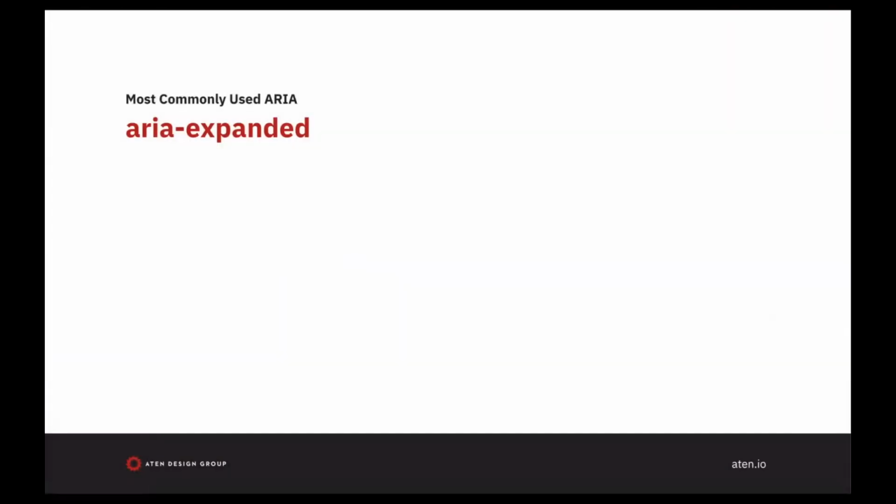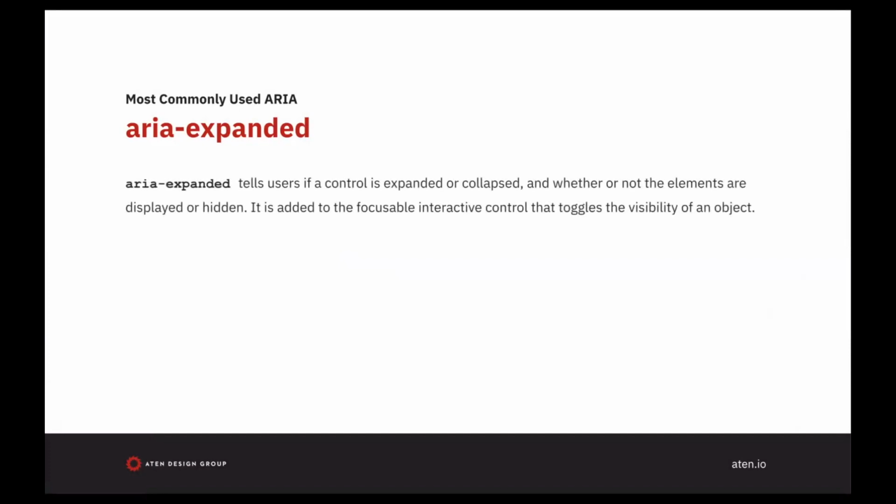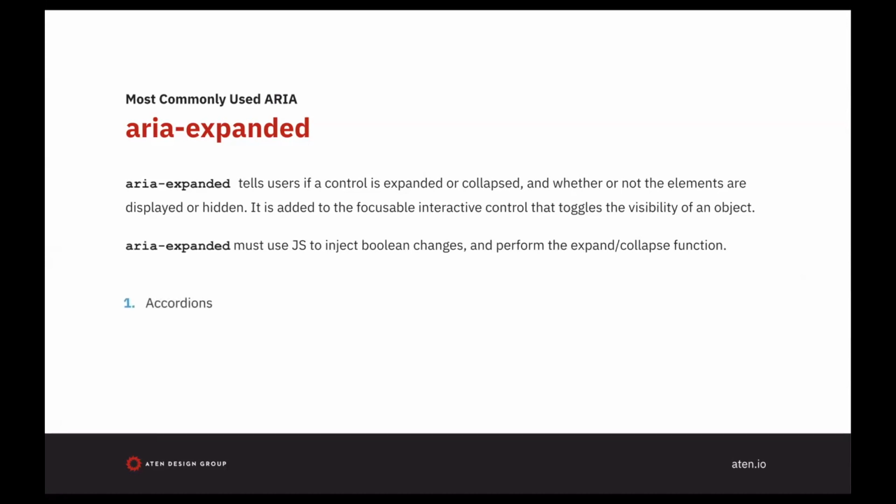ARIA expanded is used a lot of times with this, and it tells users if the control is expanded or collapsed, and whether or not the elements are displayed or hidden. It is added to the focusable element, like a button, that controls the toggles, the visibility of an object. It must use JavaScript to inject Boolean changes and perform the expand collapse function. This is used on things like accordions, drop-down menus, mobile menus, and so on.